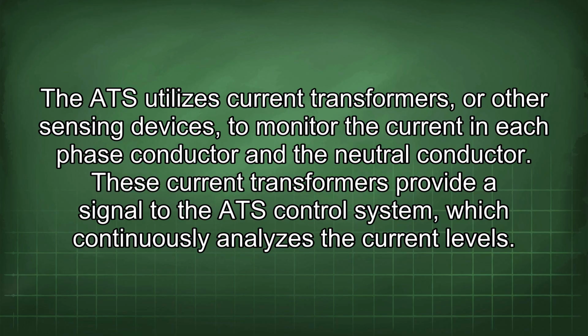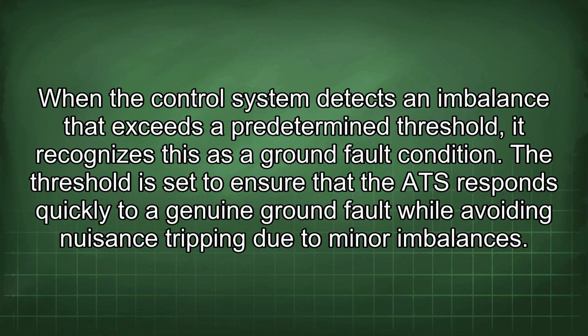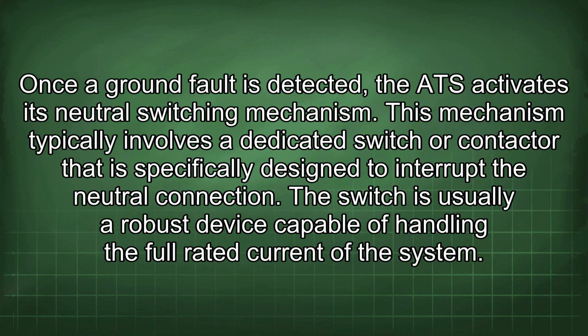The ATS utilizes current transformers or other sensing devices to monitor the current in each phase conductor and the neutral conductor. These current transformers provide a signal to the ATS control system, which continuously analyzes the current levels. When the control system detects an imbalance that exceeds a predetermined threshold, it recognizes this as a ground fault condition. The threshold is set to ensure that the ATS responds quickly to a genuine ground fault while avoiding nuisance tripping due to minor imbalances. Once a ground fault is detected, the ATS activates its neutral switching mechanism.